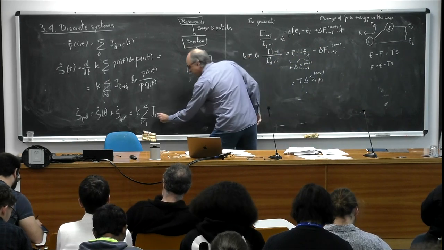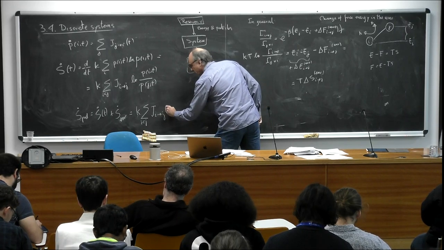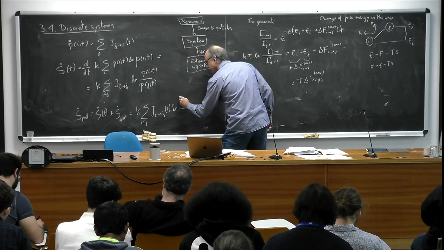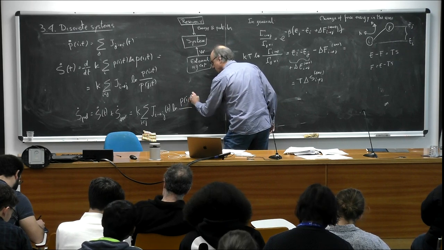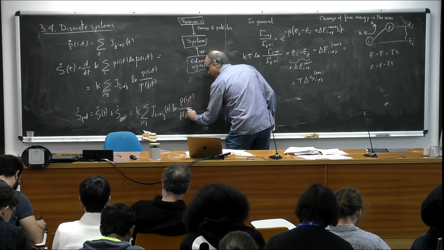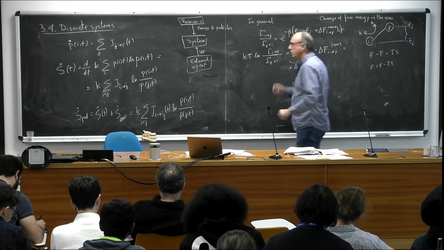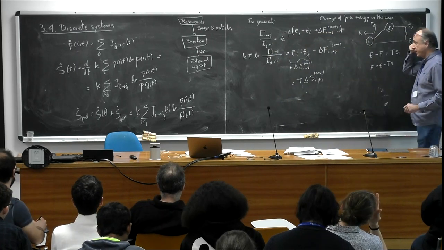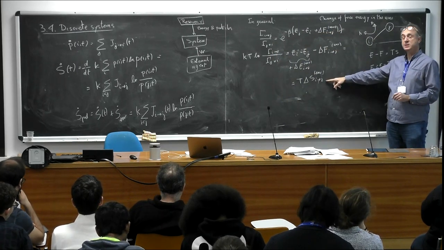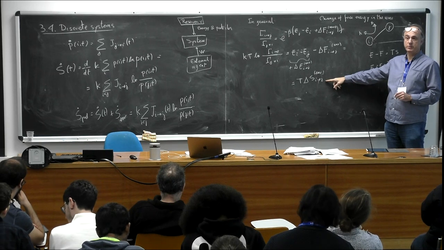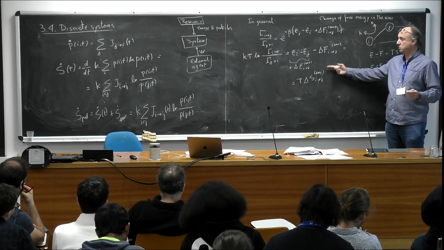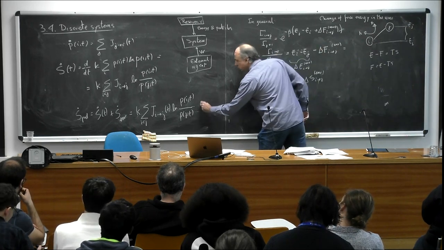From i to j, of the log of pi divided by pj. And now we have the environment. This is the change of entropy in the environment due to the jump. So it's just to sum.